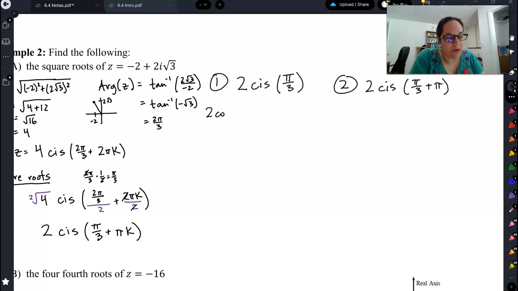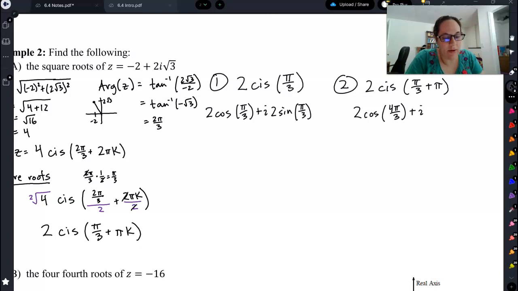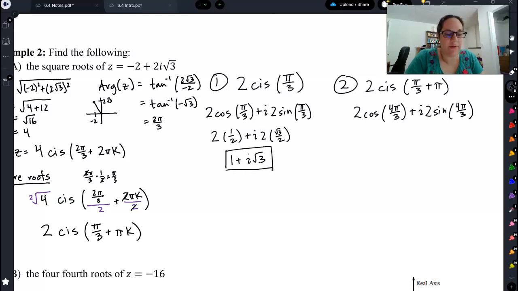So write this out: 2 cosine of pi thirds plus i 2 sine of pi thirds. 2 cosine of, that's going to be 4 pi thirds when I add those together. And once again, this is just unit circle. Cosine of pi thirds is 1/2. Sine of pi thirds is root 3 over 2. So this gives me 1 plus i root 3 for my first root.